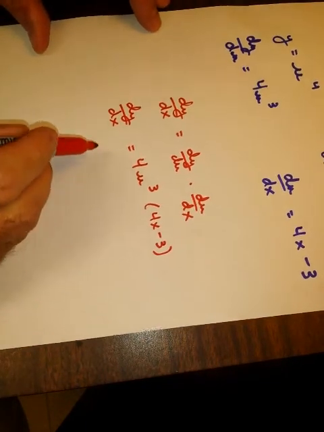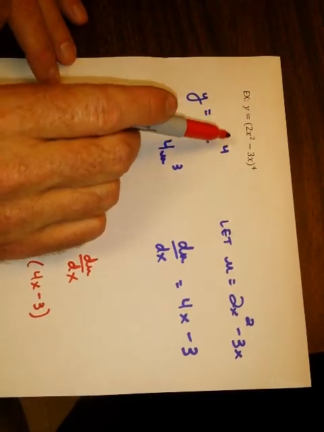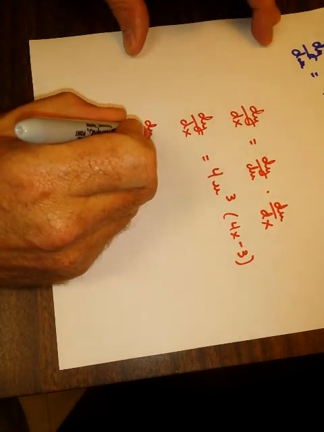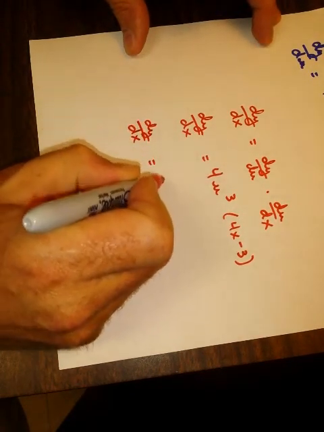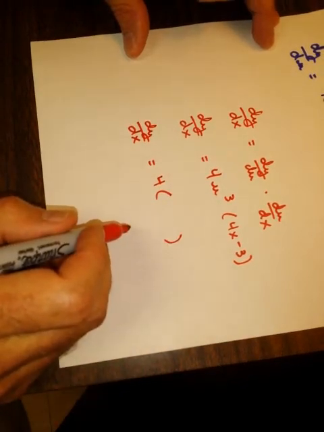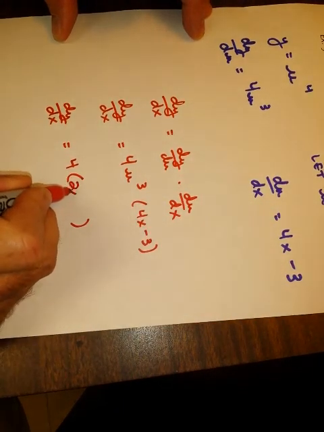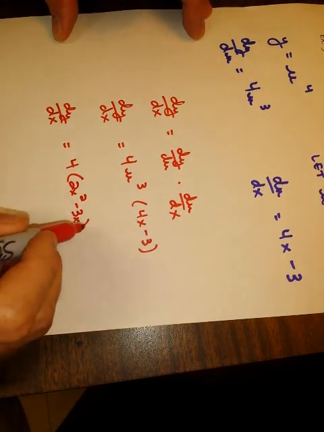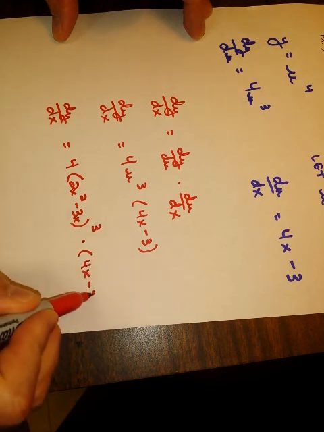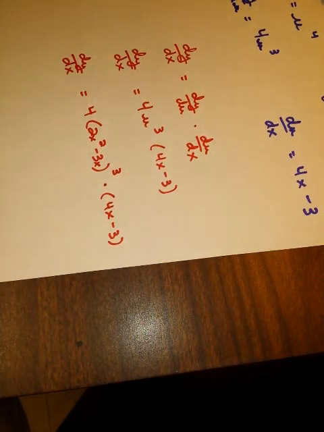And the last thing we're going to do is make sure our answer reflects everything in terms of x, because that's what the original problem was in terms of x. So I'm going to finish by saying dy/dx is 4 times the quantity, what's u? u is right here, 2x squared minus 3x, to the third power, times 4x minus 3. And you don't have to go crazy simplifying. This is a great answer to leave.